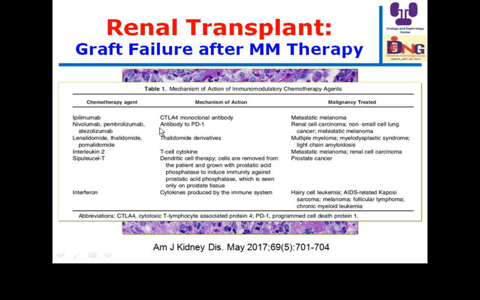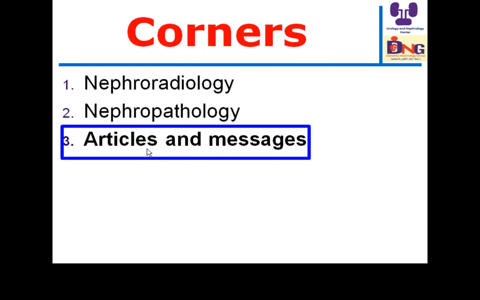So this is a complication. You may find tubulitis, and in the native kidney, you may find interstitial nephritis. And this is interleukin 2. This is sipuleucel-T, which is dendritic cell therapy. So all these are immune chemotherapeutic agents that can lead to immunological reaction within the graft or the native kidney.